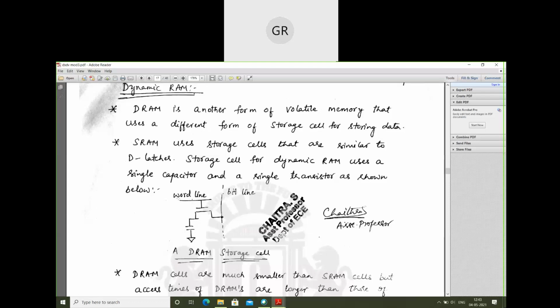The word line is also high. When it is high, what will happen? The capacitor will be charged. The charging means here data 1 is stored. Discharging means data 0 is stored.